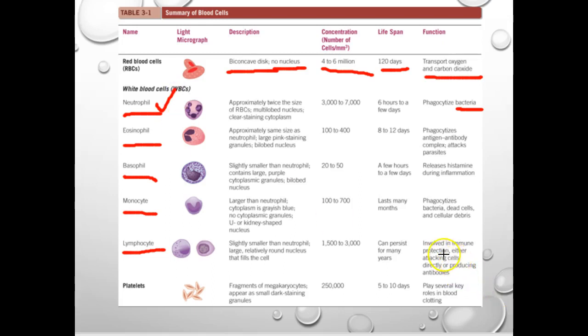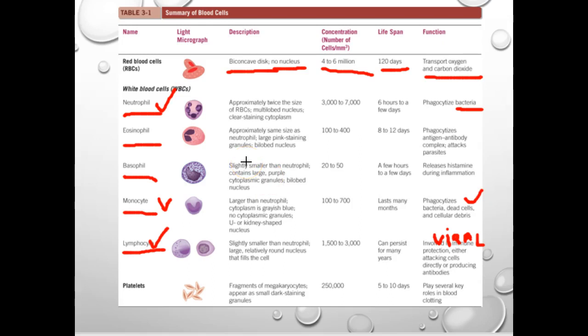Lymphocytes, you can put right over here, and I can't believe they don't have it. Viral. Lymphocytes are the next most prevalent. They help with viral infections. And we already know about T cells and B cells because of immunity. Monocytes turn into macrophages. Those help to phagocytize bacteria and dead cells and cellular debris in the body.